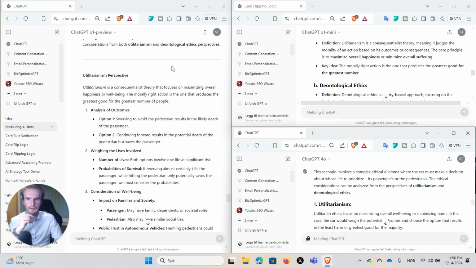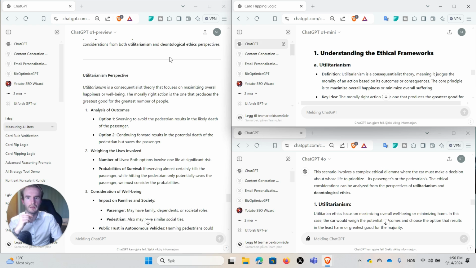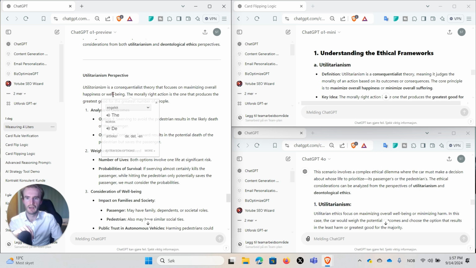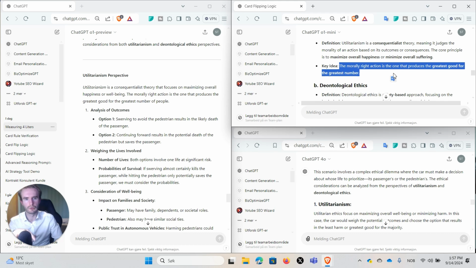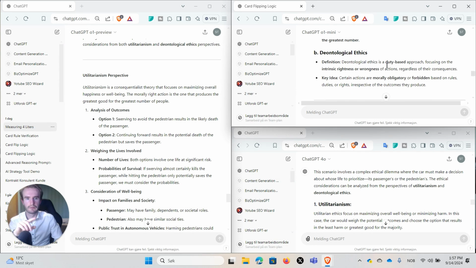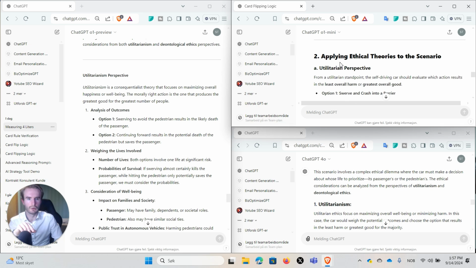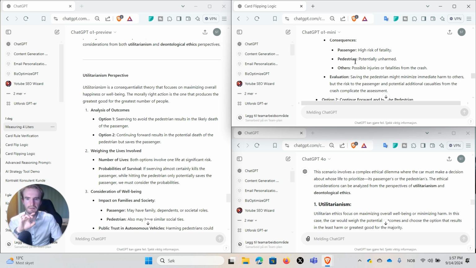So here we actually see that utilitarianism is a more elaborate explanation, or here it starts by understanding the ethical framework, and here it goes right into analyzing the outcomes. Just a brief explanation of utilitarianism, while here is also brief, but also getting the key idea from it before it goes ahead and applies it in practice. So here you see in both cases it applies the different options. It's a bit more elaborate how it lists the consequences for different groups as well.